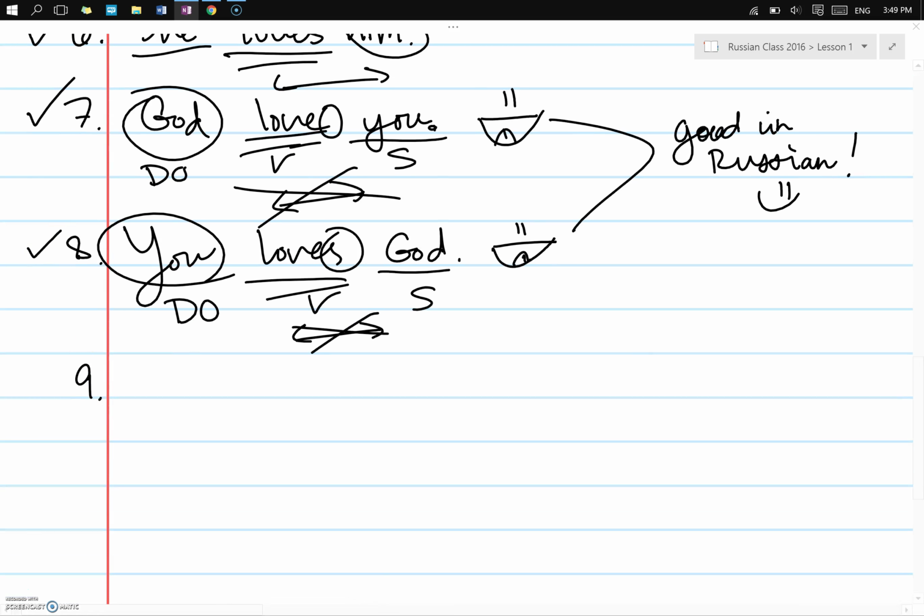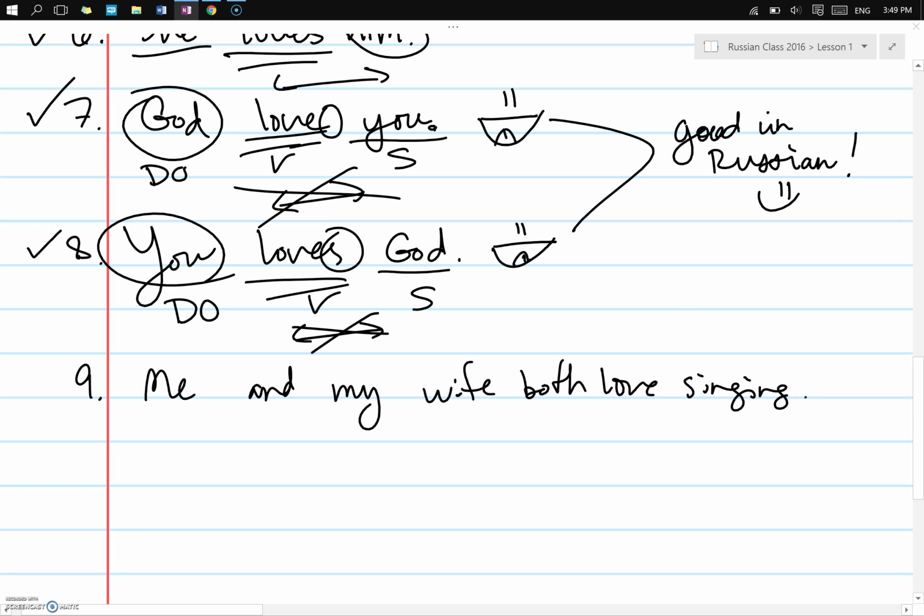Number 9, me and my wife both love singing. All right, so with this one, we want to look for the verb. So I have love. Okay, there's no S, which means that we have something that should be either third person singular, which we haven't talked about, or third person plural, and we kind of have a plural thing going on here. Ideally speaking, me and my wife should be the subject. So if you guys underlined that, then you're good. And then also this is the direct object.